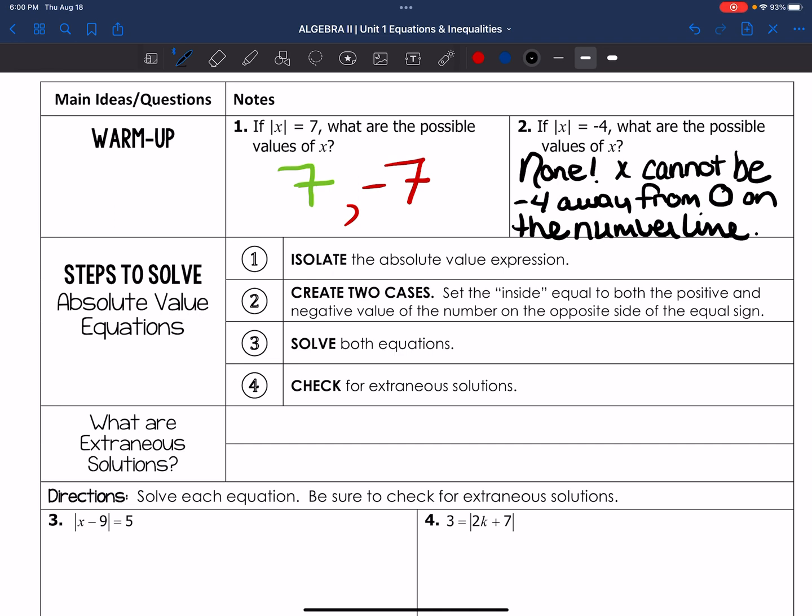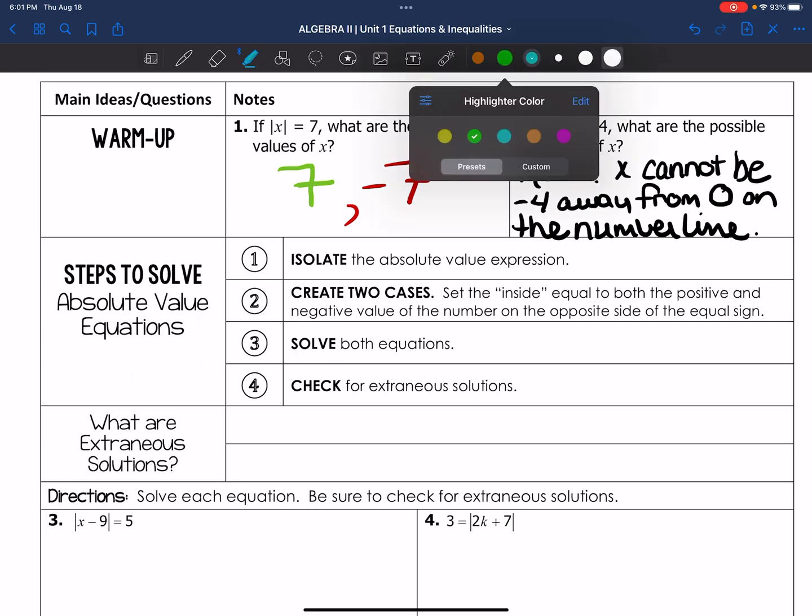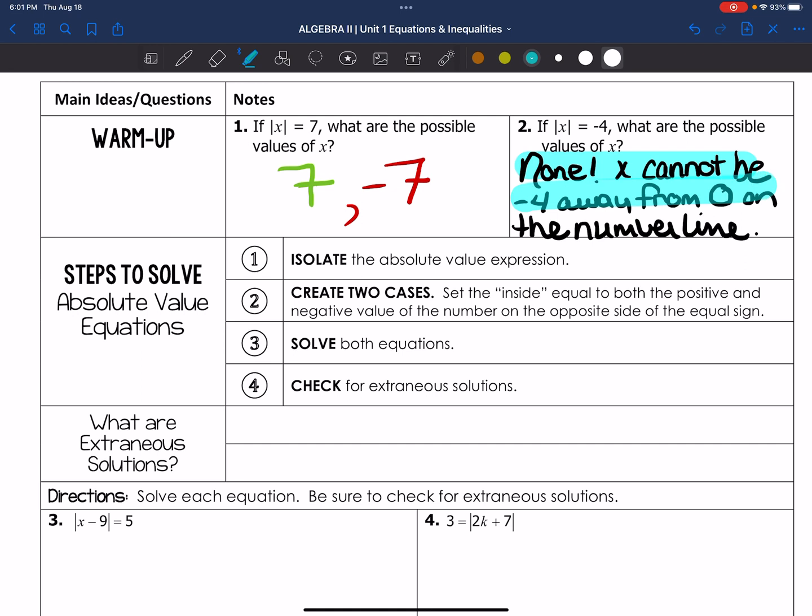So these are some big ideas that we want to keep in mind: if you're taking the absolute value of a quantity x, there really are two possible values of x to get this output, unless you come to a point where the absolute value is a negative quantity. Well, that, ladies and gentlemen, cannot happen. And that is something we want to really highlight and be aware of for the future.